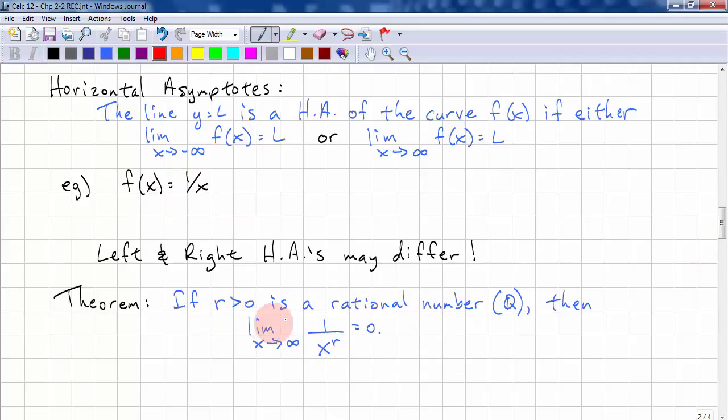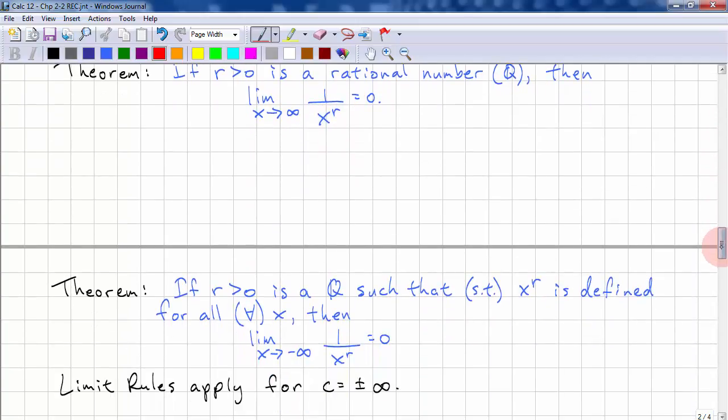If r is greater than 0 is a rational number, then we have the limit as x approaches infinity of 1 over x to the power of r equals 0. Similarly, if r is greater than 0 and is a rational number such that x to the power of r is defined for all x, then the limit as x approaches negative infinity of 1 over x to the power of r is equal to 0.